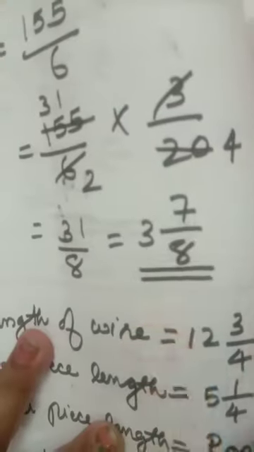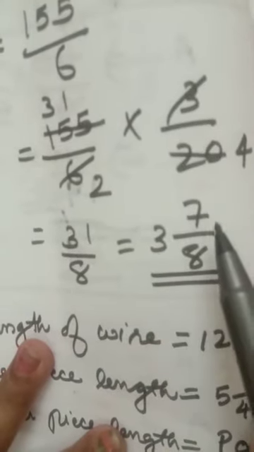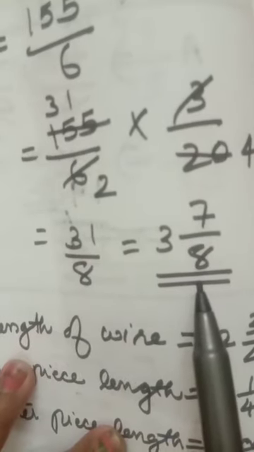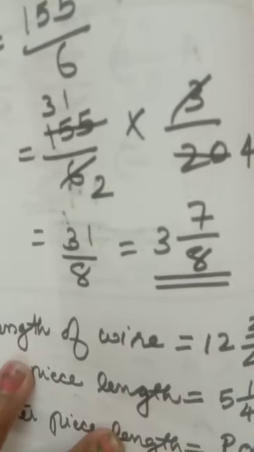See, after that cutting you will get 3 and 7/8. 31/8 divided by 3 and 7/8. Clear?